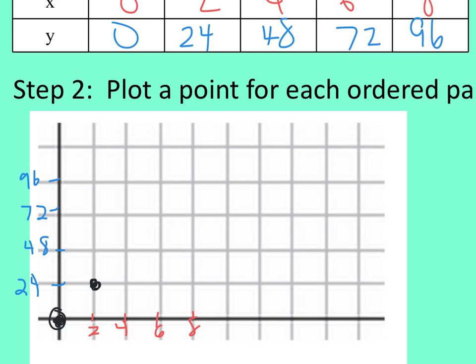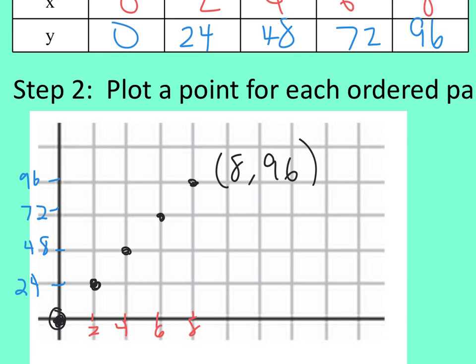And then 4, 48, 6, 72, and 8, 96. Written as an ordered pair, this would be 8, 96, like that. And now do not connect the dots.